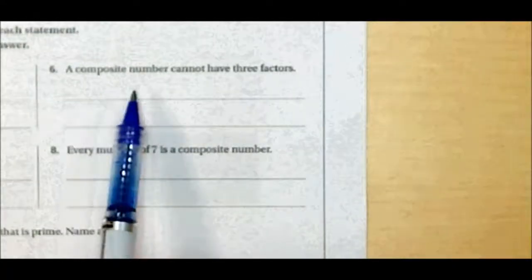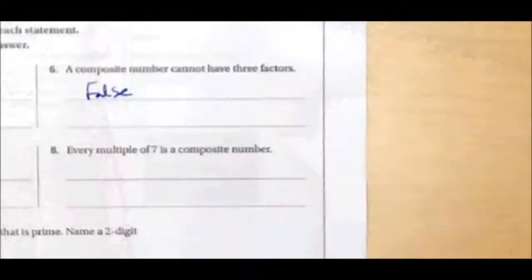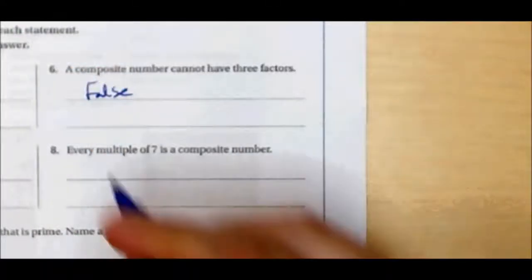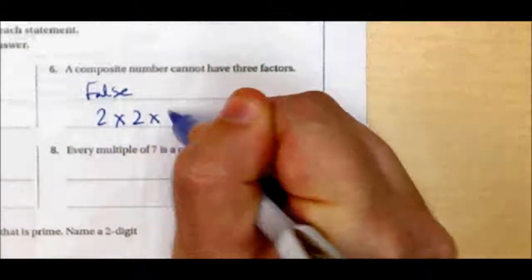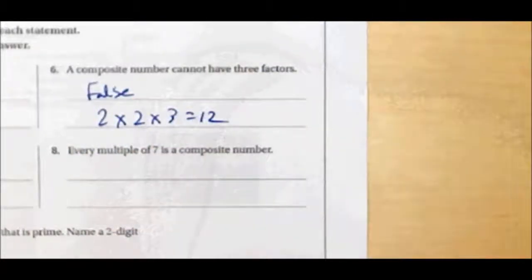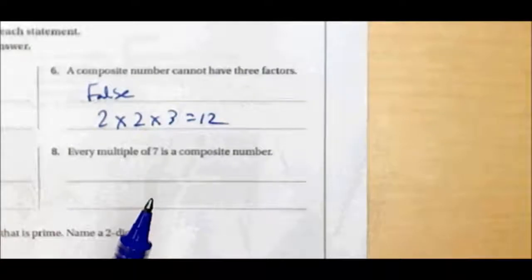Okay, now let's take a look at this one. A composite number cannot have three factors. Is that true or false? Well, it turns out this is false, and I'll show you why. I'm going to take a composite number, 12. 2 times 2 times 3 equals 12. Three factors make up 12. So I just demonstrated that that is not true. A composite number can have three factors. A prime number can't have three factors, but a composite number can.